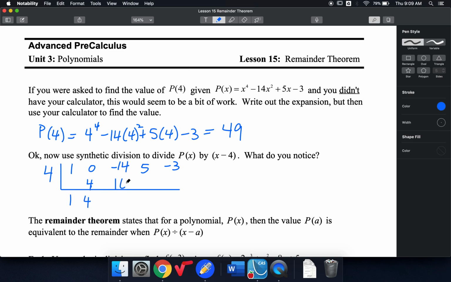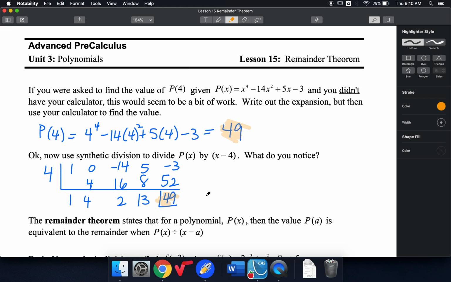4 times 4 is 16, add. 4 times 2 is 8, and I'm going to get 13. 4 times 13, that's going to be 52, and then 52 minus 3 is, my remainder is 49. Well, look at what we have here. We have 49 and 49.